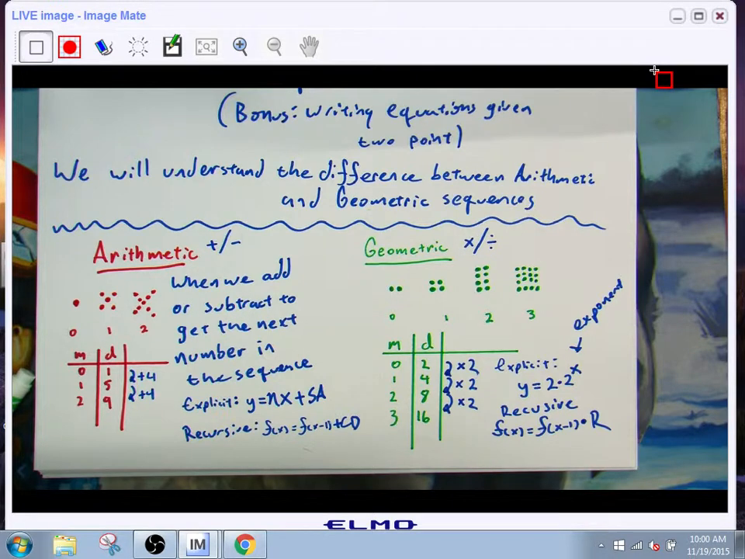So when you see a sequence and you see that it's doubling, it's tripling, or it's halving, that's how you know it's geometric, because we're multiplying or dividing. If you see a sequence like the push-ups and you're just doing 2 more push-ups each day, that's going to be arithmetic, because we're just adding on top of it from one day to another.